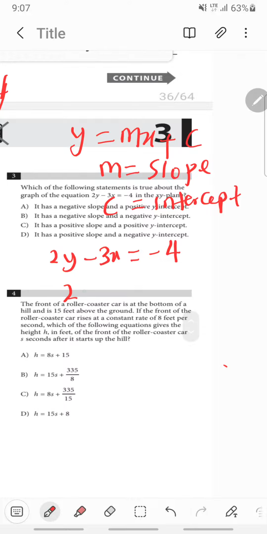And that is going to be 2y. Then I will take this to the other side to be what? Minus 4 plus 3x. Then I will divide both sides by 2.